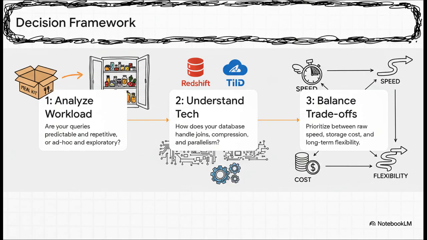Second, you have to understand your tech. As we saw, Redshift and TiDB behave very differently. And finally, balance the trade-offs. This isn't just a tech decision, it's a business decision. You're choosing between raw speed, storage costs, and your flexibility to adapt down the line.